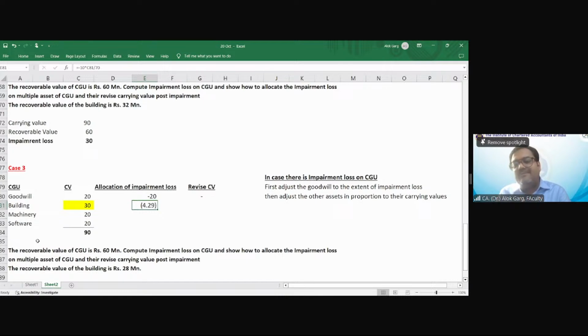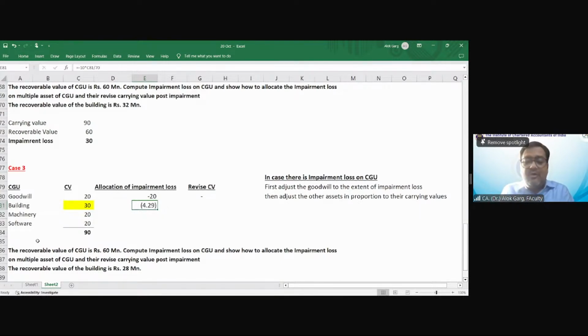Standard says that if you have a recoverable value of an individual asset, you cannot allocate the impairment loss on that particular individual asset more than the impairment loss which is there on that individual asset. उस individual asset का जो impairment loss है उससे ज्यादा आप allocate नहीं कर सकते.